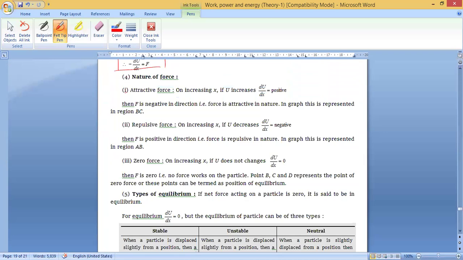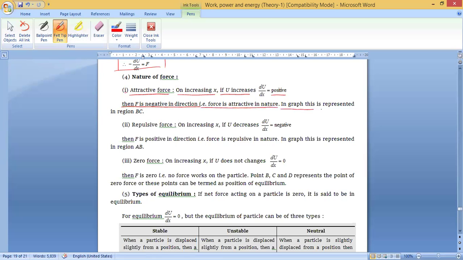Nature of force. First, attractive force. On increasing x, du by dx is positive. Then F is negative, since F is equal to minus du by dx. Then F is negative in the direction, which means the force is attractive in nature.